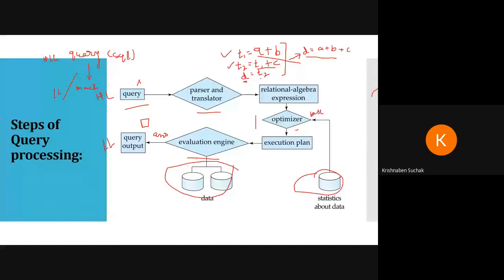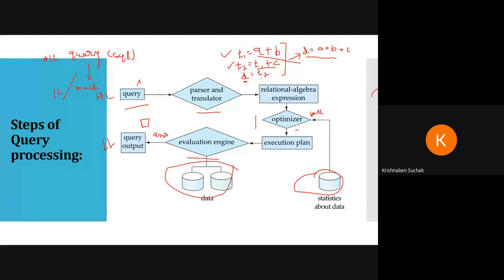Fine. Then there is relational algebra expression. So here you are going to get relational algebra expressions, and then it will go to optimizer. And what the optimizer will do, it will take metadata and relational algebra expression, and it is going to translate your query. It is going to optimize your query. It will give you the best query. Fine. Then you have the execution plan.